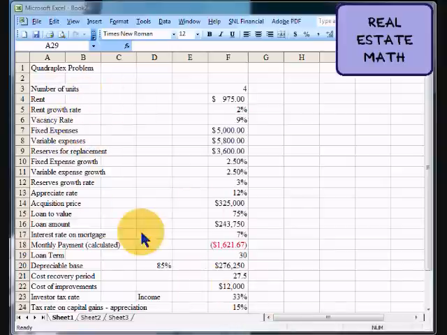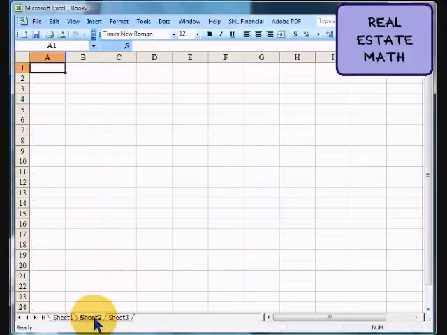If you remember, we have all of our basic assumptions set up in this first part of the spreadsheet. Now we want to determine what this means to us from a cash flow standpoint. Are we going to be making any money? It probably makes most sense to start a new sheet, and we'll call this one our before tax cash flow.